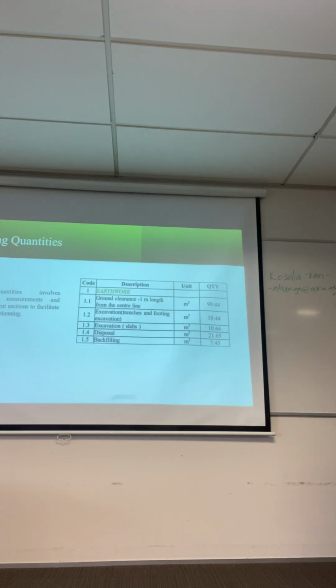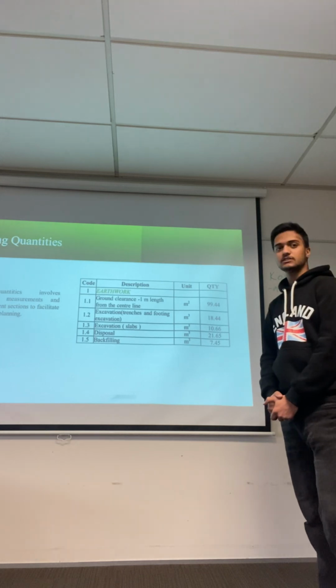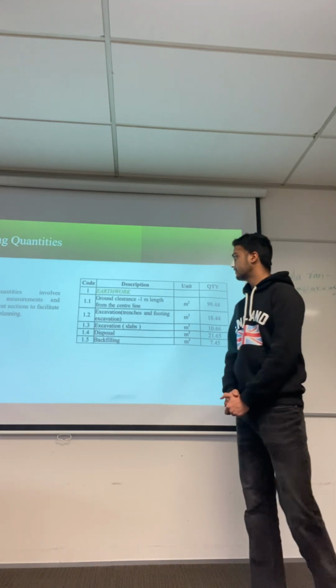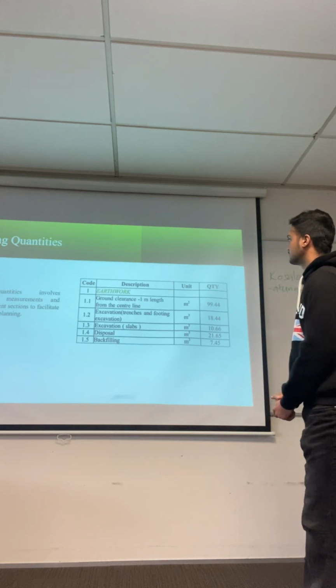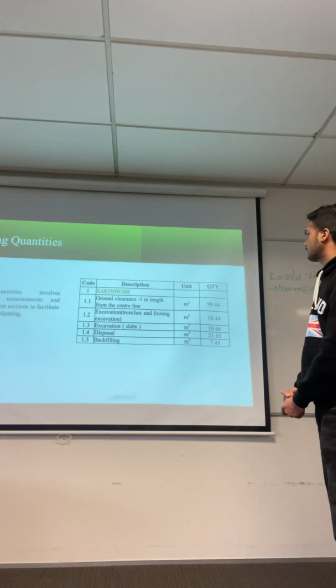Abstract quantities involves summarizing the measurements and quantities for different sections to facilitate cost estimation and planning. You can see the description: unit and quantity.